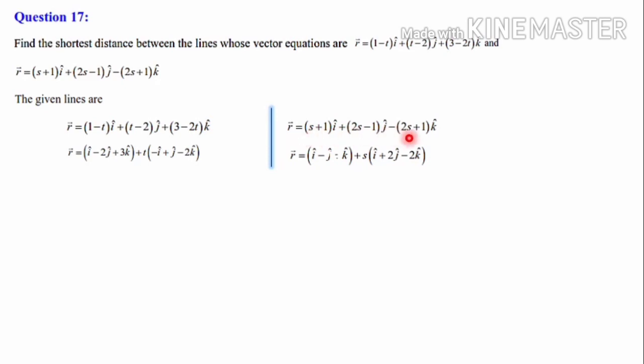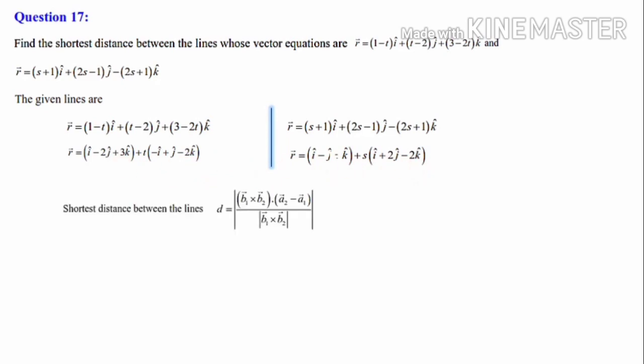So s we can take, s into i, s is outside, means here there is only 1 into i cap, that is i cap. Here 2s was there, s going out means 2 balance. So 2 into j, that is 2j cap. Here 2s was there, minus 2s. 2s is outside, so minus 2 into k cap. This is also in the form r is equal to a plus mu into b. So both the equations we have changed into the proper format.